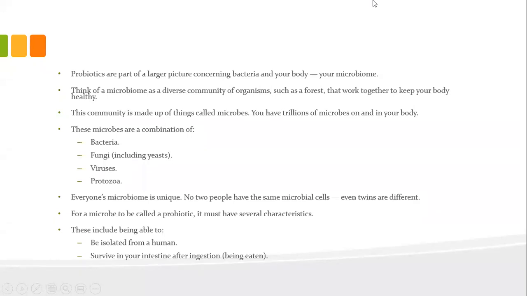So when I talk about these microbes, I'm talking about a bigger picture. What I was giving as an example: probiotics are bigger than bacteria. They basically stay around your body, not only inside your gut.